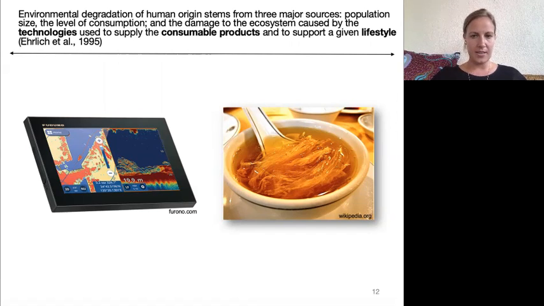In the video on overfishing that I sent you, you saw that here on the left, this is mapping in order to catch fish in the deeper ocean. So this technology has allowed fishermen to go farther in and deeper to be able to catch more fish. Relatedly, on the right, this is shark fin soup. So the lifestyle and the prestige of eating shark fin soup also increases overfishing of sharks and degrades the environment.